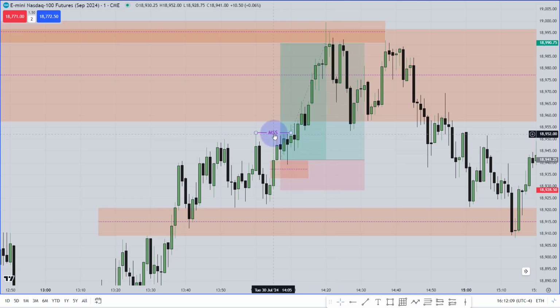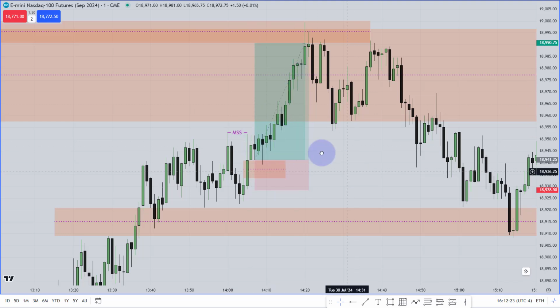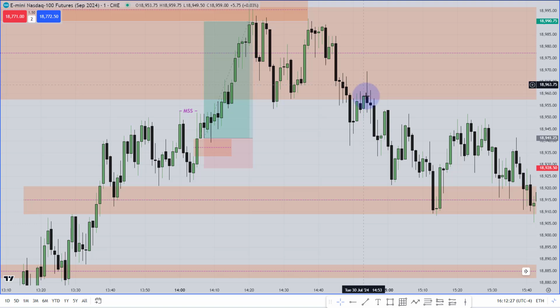The problem was I didn't get the market structure shift, even not for one tick. Just one tick above this high, I would be in the market. That would be my first entry, and it could be, you see, a very nice buy. Then market started to fall. Look at this fall. No, I'm not interested to take that fall.